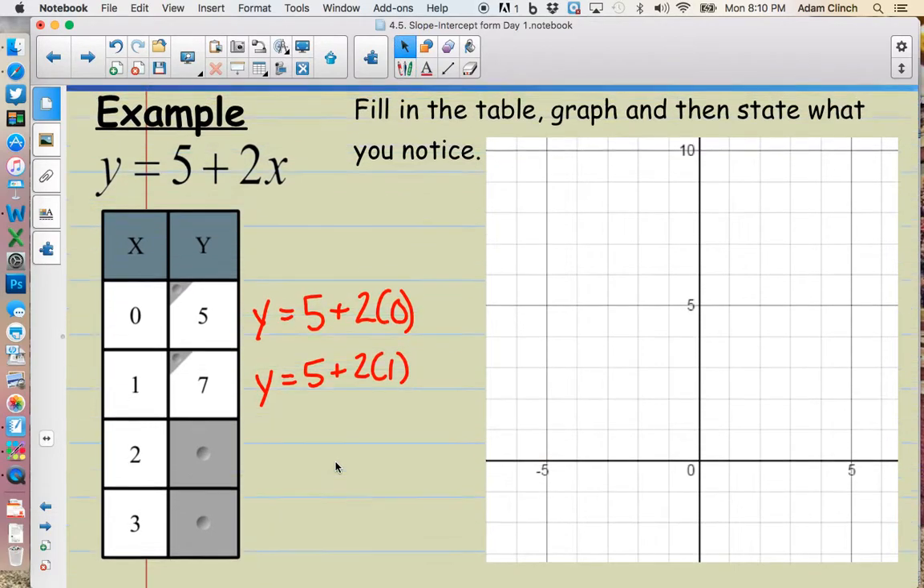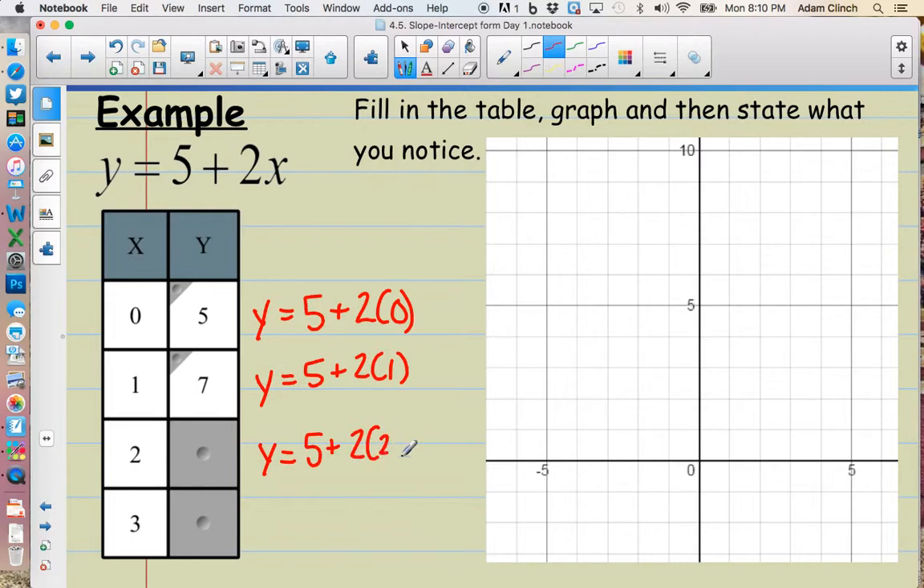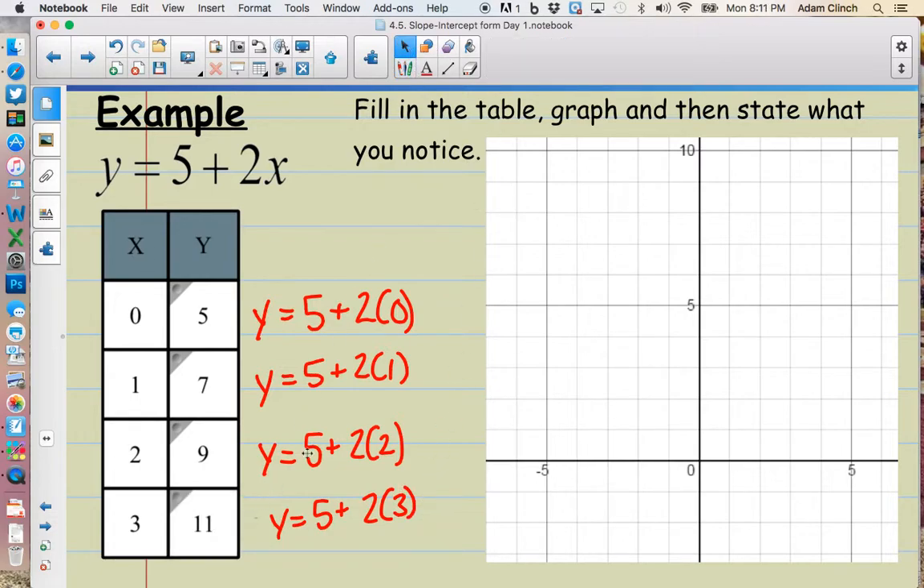On the next one, x is equal to 2 in my table, so I'm going to put 2 in for x in my equation and find what y is. I get 5 plus 2 times 2. 2 times 2 is 4. 4 plus 5 is 9, so I get 9. The last one I'm going to do is put 3 in for x in my equation. 5 plus 2 times 3. 2 times 3 is 6, plus 5 is 11.